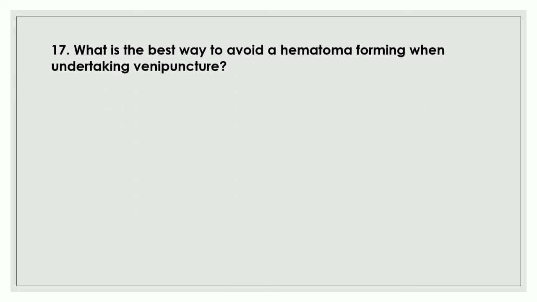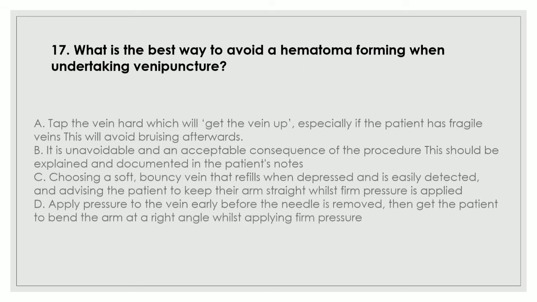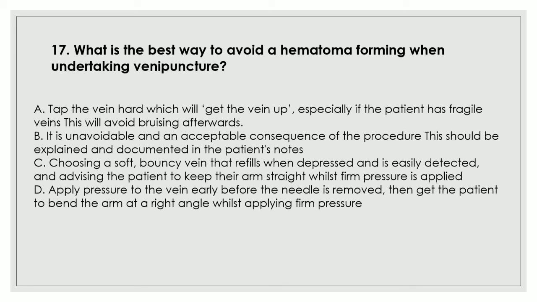Question number 17. What is the best way to avoid a hematoma forming when undertaking venipuncture? Options: A. Tap the vein hard, which will get the vein up, especially if the patient has fragile veins. This will avoid bruising afterwards. B. It is unavoidable and an acceptable consequence of the procedure. This should be explained and documented in the patient's notes.